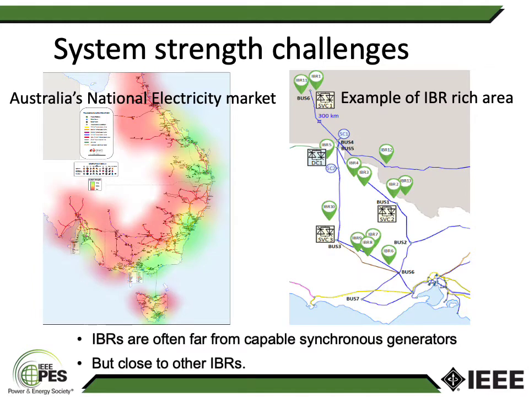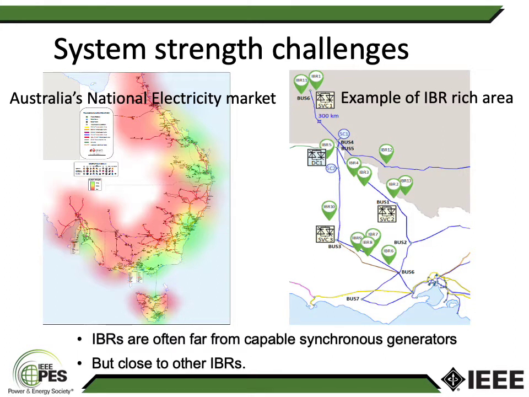Okay, let's set the context in terms of challenges associated with operating a power system under low system strength conditions. The left-hand side graph shows the Australian national electricity market and compares its different areas in terms of available system strength, with the areas highlighted in red or pink representing those with the lowest available system strength. Unfortunately, as it occurs, these areas attract the best available wind and solar resources, and most often they share two common challenges: they are typically very far from large and capable synchronous generators in the power system, and at the same time they are in close proximity to other inverter-based resources.